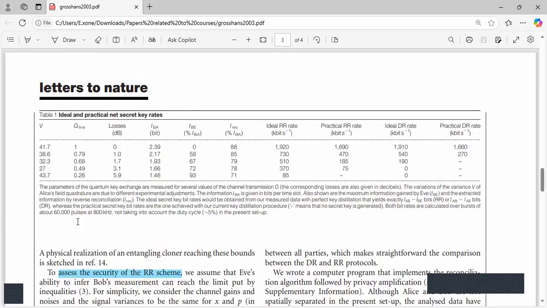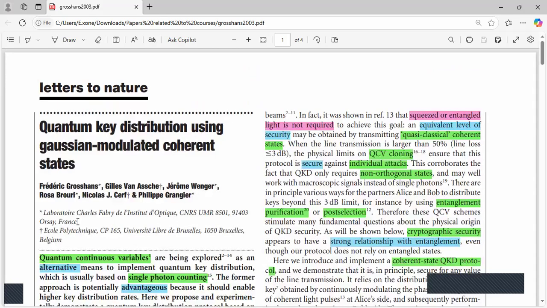So the basic idea of the whole paper is that we can make use of the coherent state, that is the laser pulses, and we could make use of the continuous variables of light in order to distribute the key, and it is much simpler and much more efficient than the photon-based protocol.